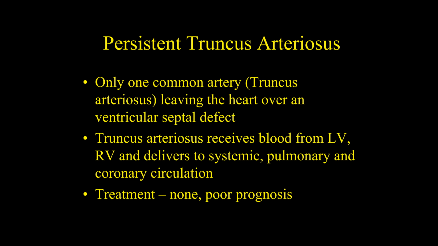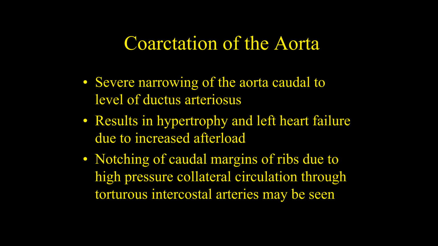Another one's called a persistent truncus arteriosus. This is where you have one common artery leaving the heart. So instead of a main pulmonary artery and an aorta coming out of the heart, you have one common one. Obviously, that's not going to work out so well. So that's called a persistent truncus arteriosus. Again, prognosis is really poor and no real treatment for that. A coarctation of the aorta, I've seen this a couple of times in my career. It's kind of a cool thing.